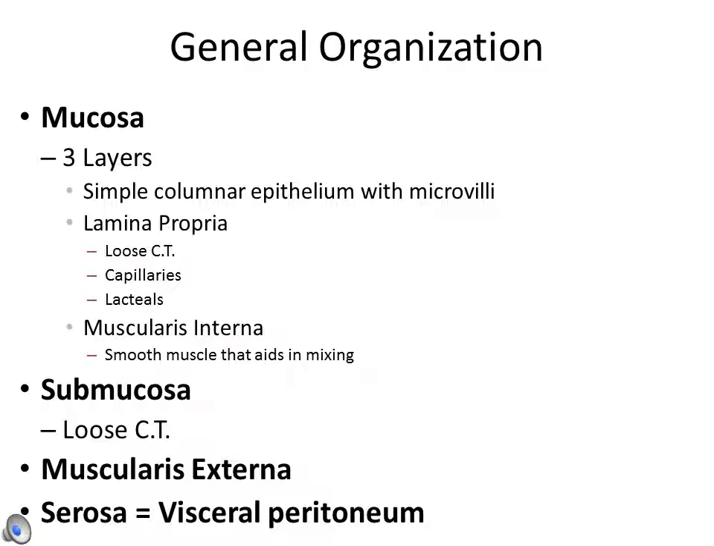The submucosa is the second layer in the general organization of the intestines, and it is composed of loose connective tissue. The third layer is the muscularis externa, which we will talk about in more detail in the next slide. And then the outermost layer of the intestine in general organization is the serosa, also known as the visceral peritoneum.